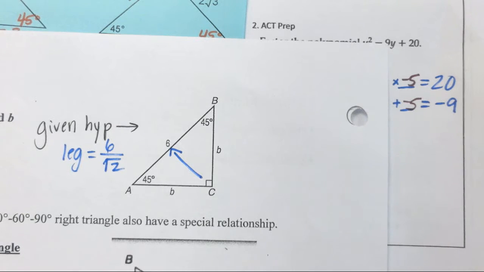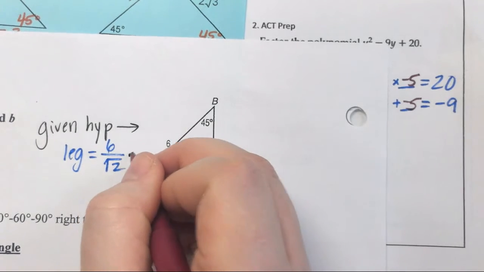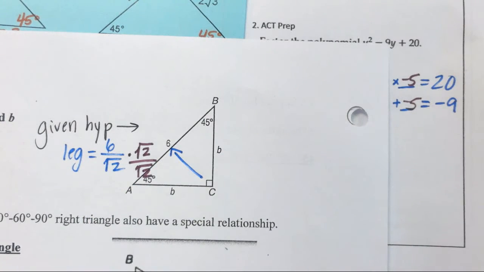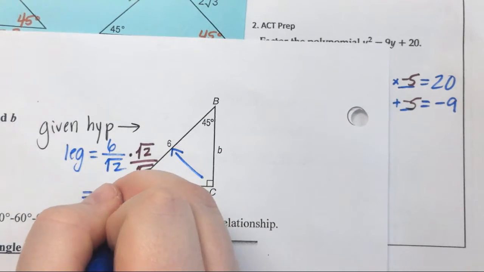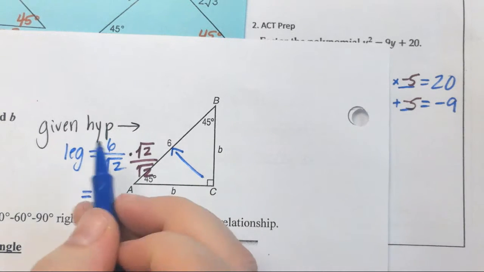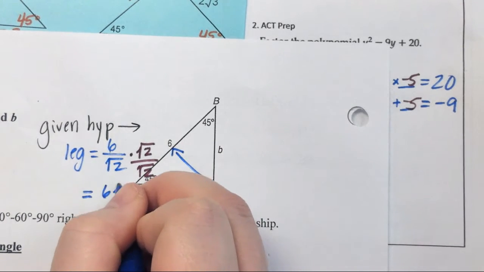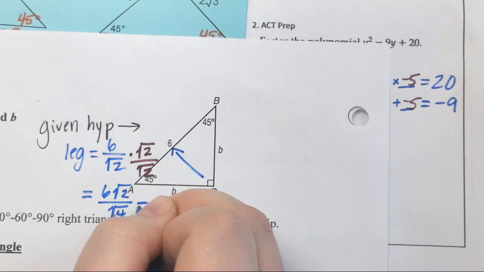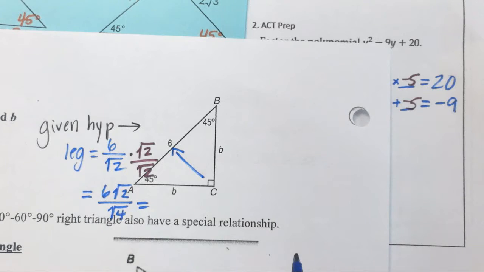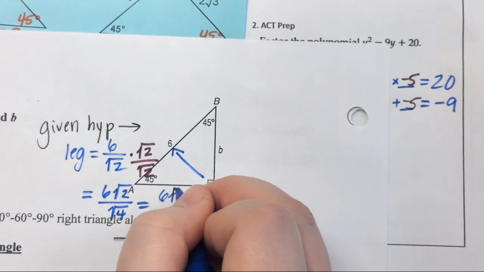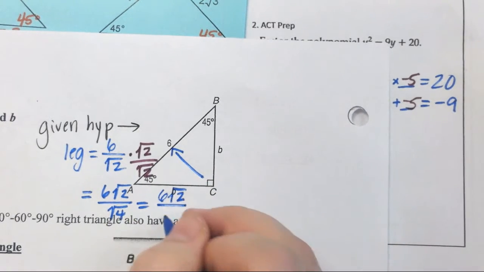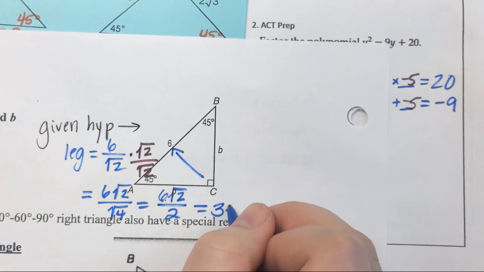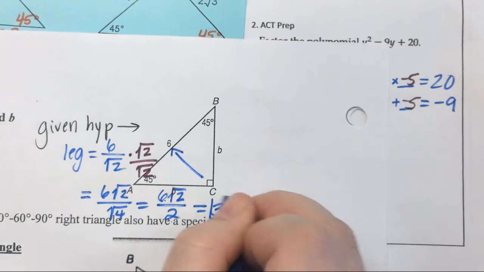I can't have that square root of 2 going on in the denominator, so I multiply the top and the bottom by the square root of 2. I multiply straight across. 6 times square root of 2 is 6 square roots of 2. Square root of 2 times square root of 2 is square root of 4. I know this keeps happening over and over again. That means we're doing it right. The square root of 4 is 2. 6 divided by 2 is 3. So I end up getting 3 square roots of 2.